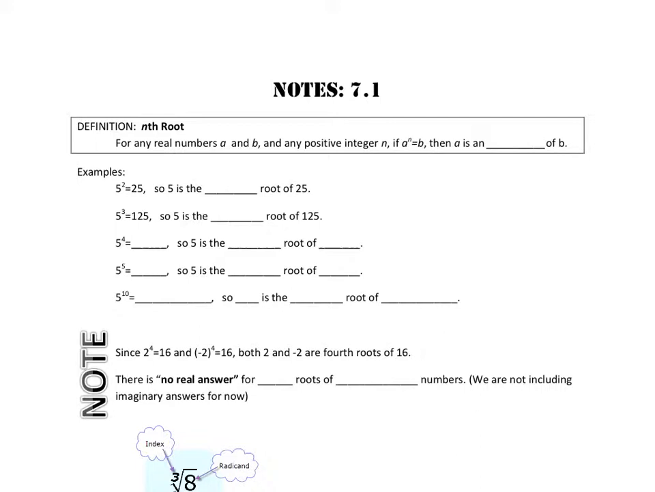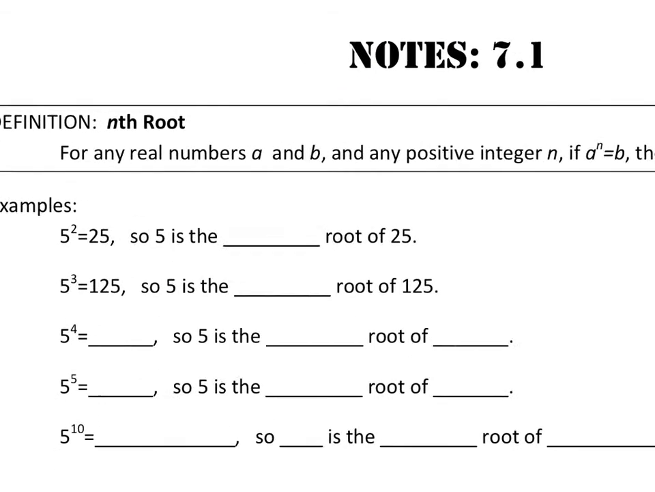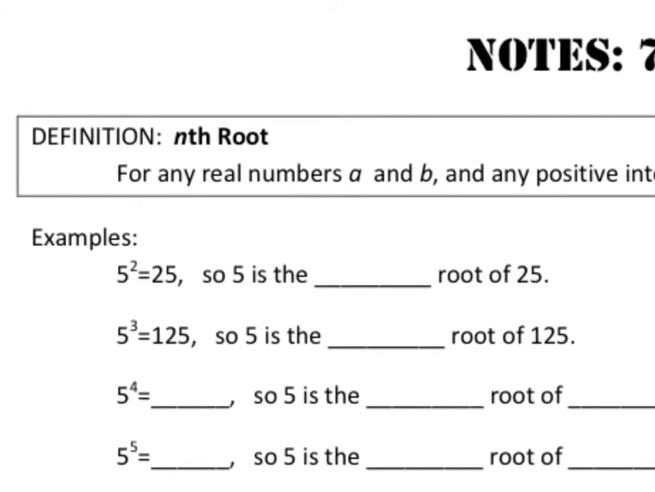7.1, we're taking what we used with exponents and using that to help us with radicals. Chapter 7 is all based on radicals. So the first thing we need to learn is some terminology. The nth root. N is basically a number we can fit any number in there. So we can do second root, third root, fourth root, 100th root, 200th root.